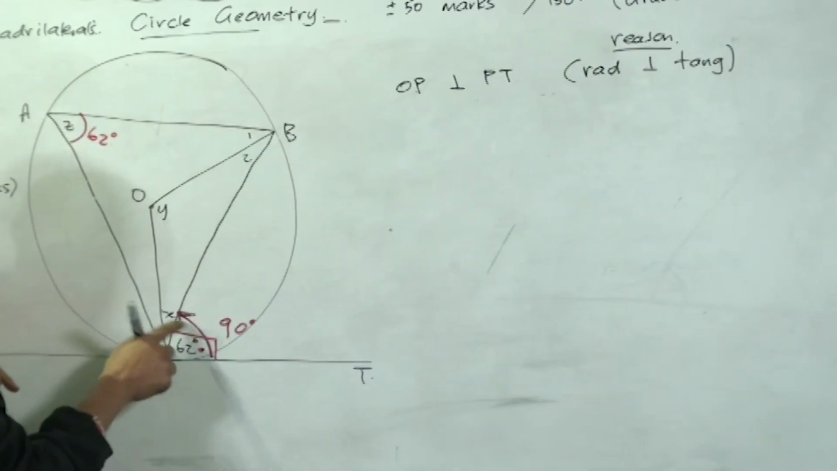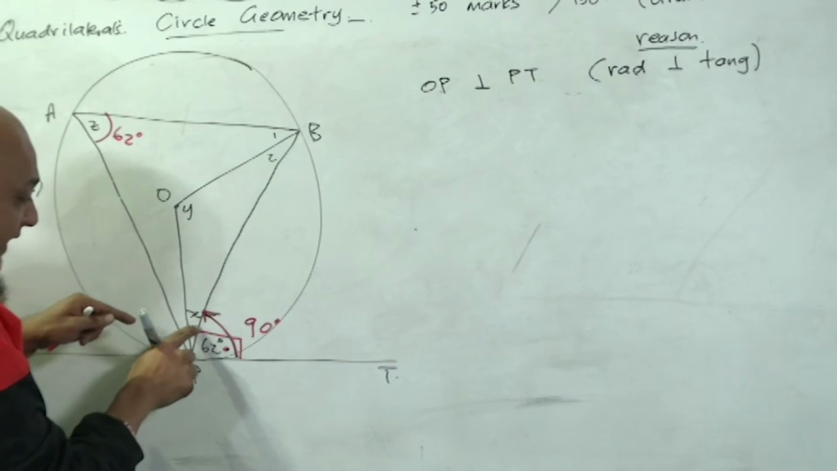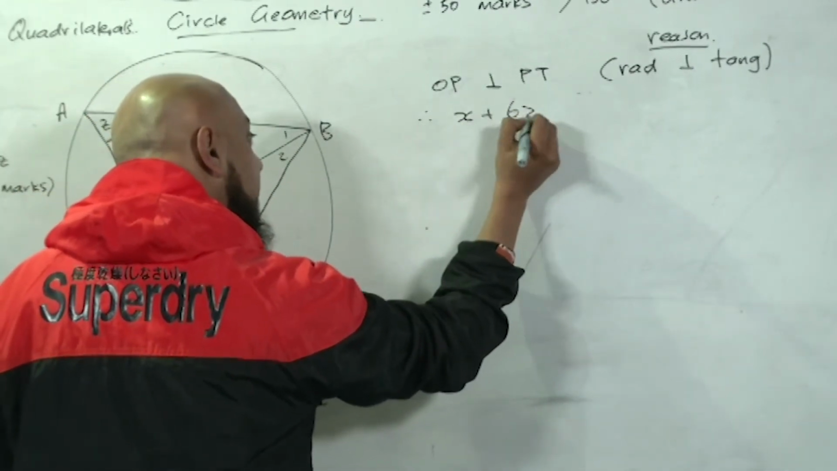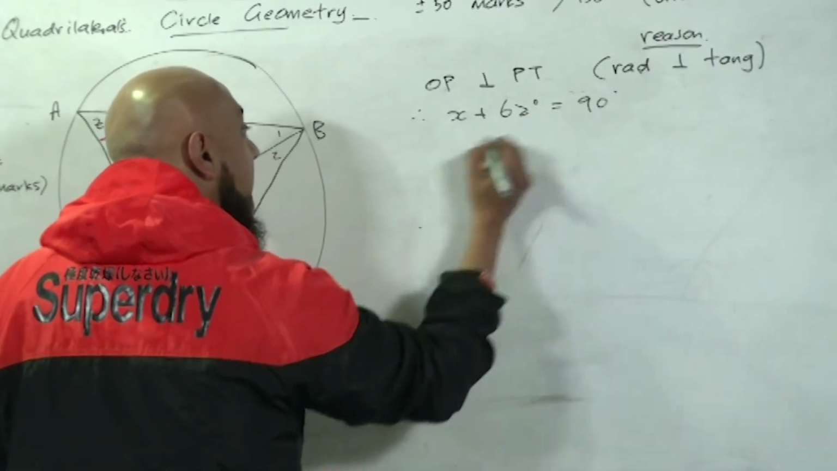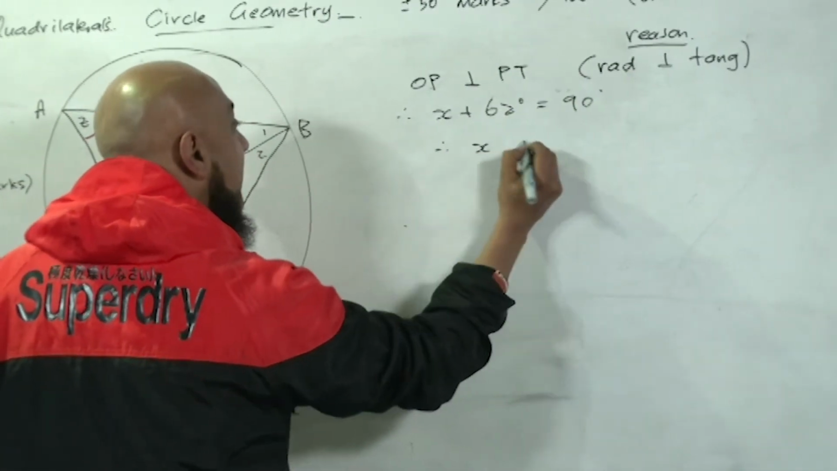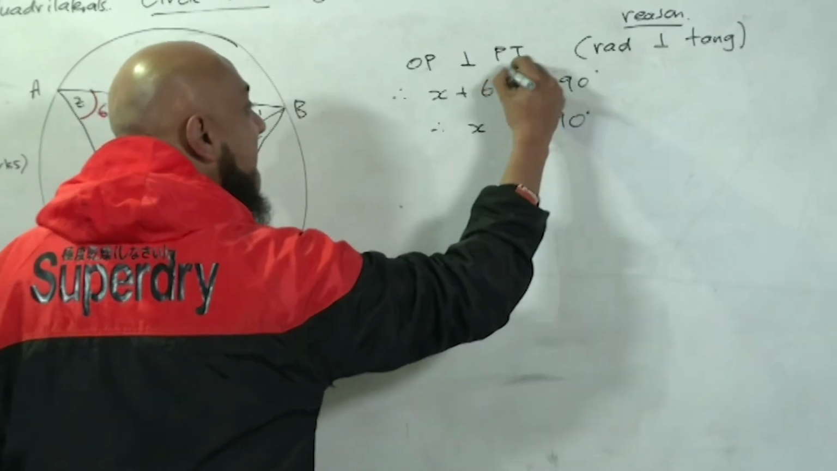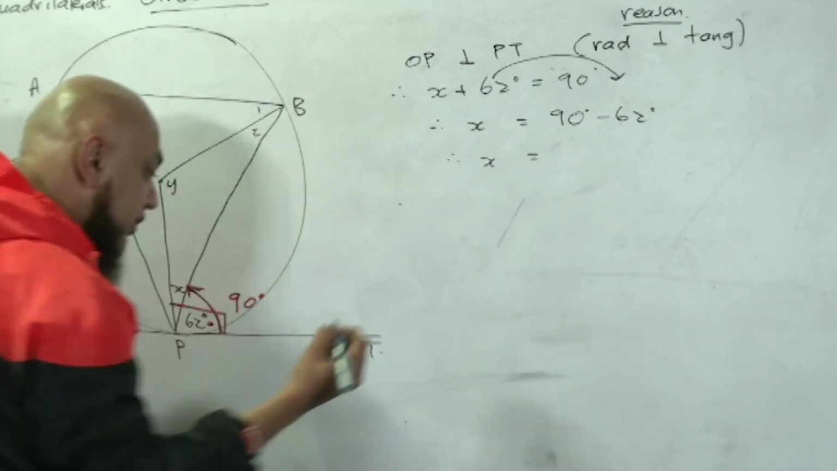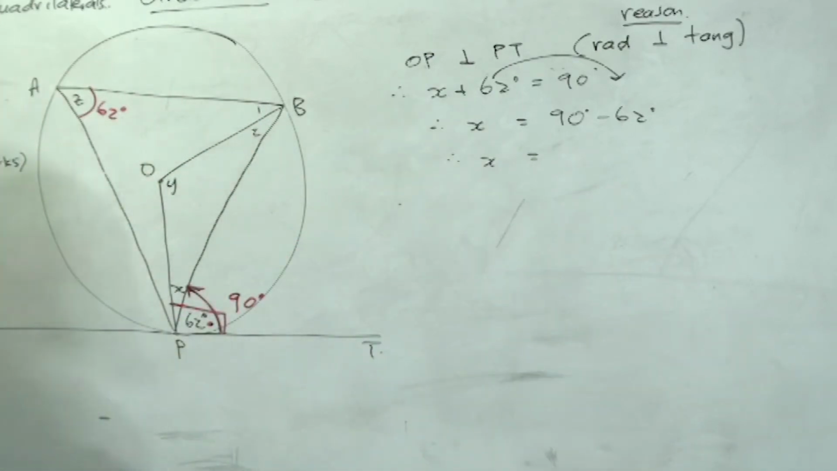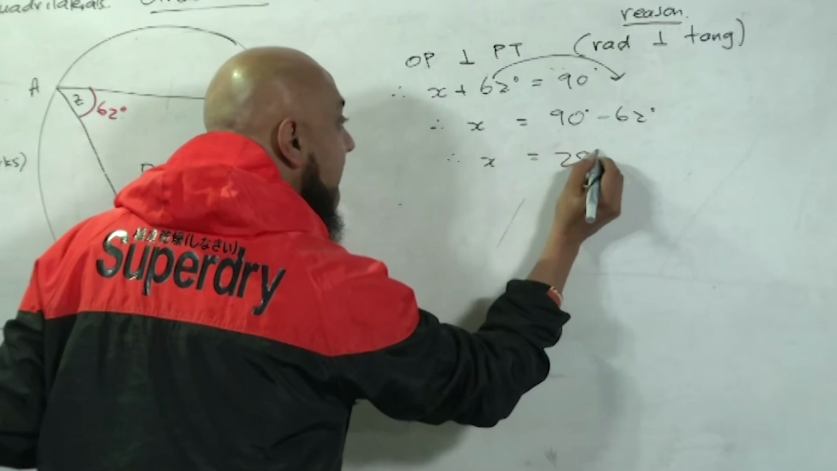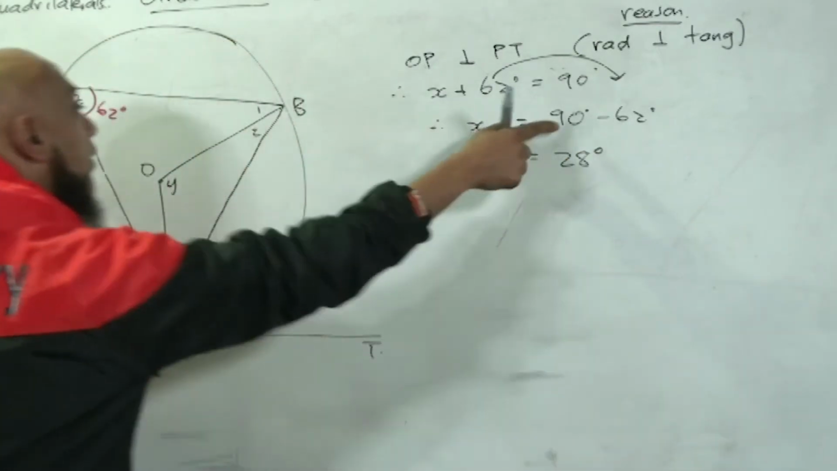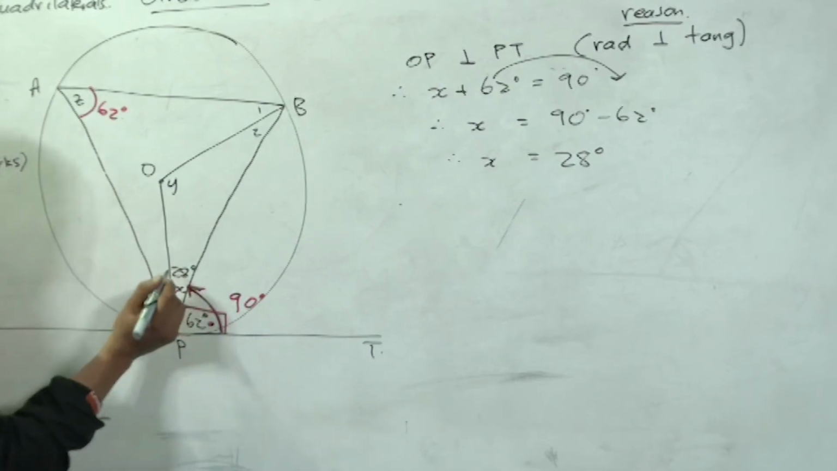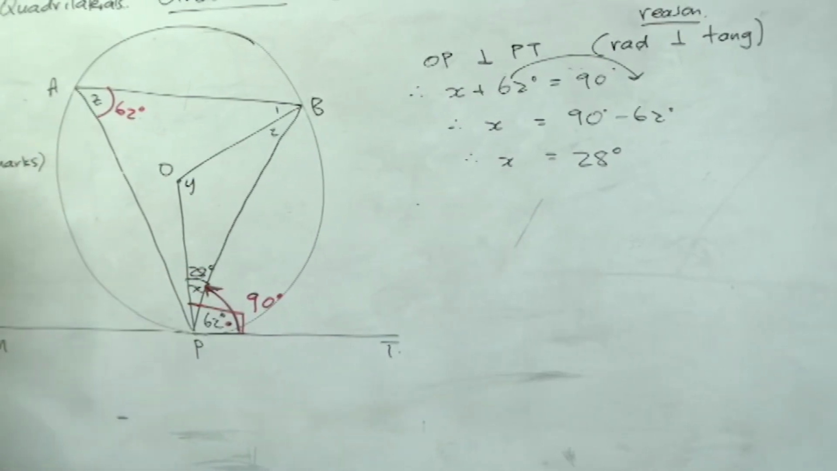Now that we have these two adding up to 90, therefore x plus 62 equals 90. Simple equation: x is equal to 90, and 62 comes to the other side as minus 62. Therefore, x is equal to 90 minus 62, and we all know that is 28 degrees, because 62 plus 28 gives me 90. So there we go, angle x is 28 degrees.